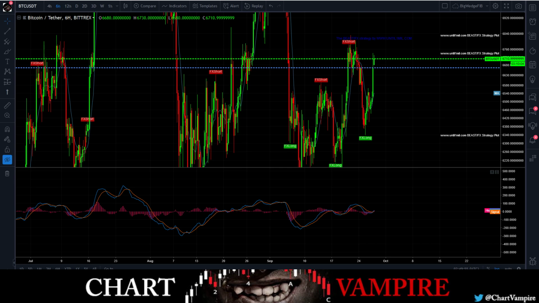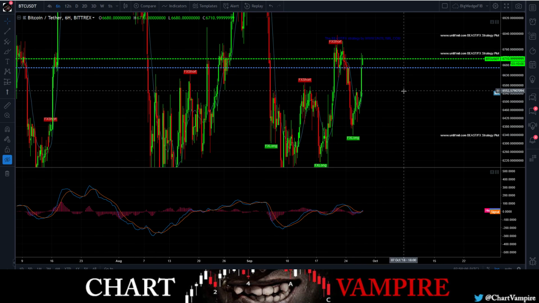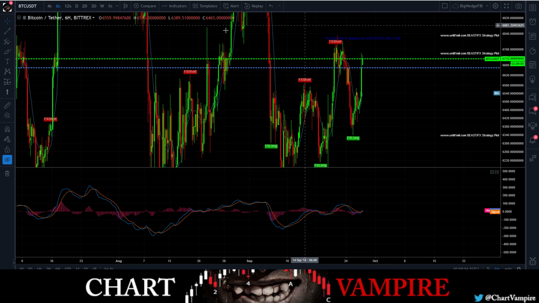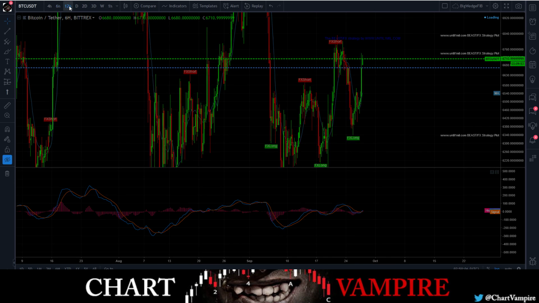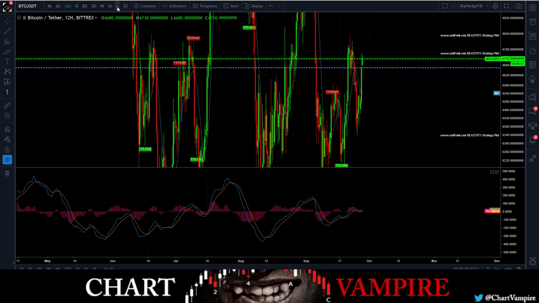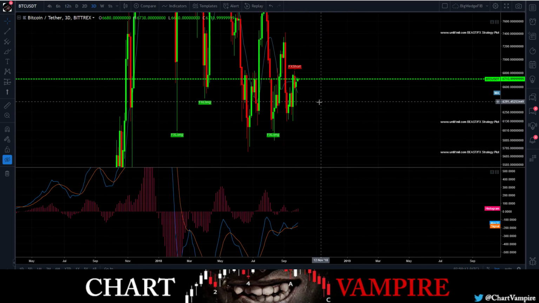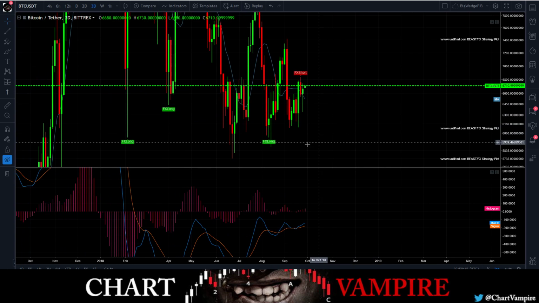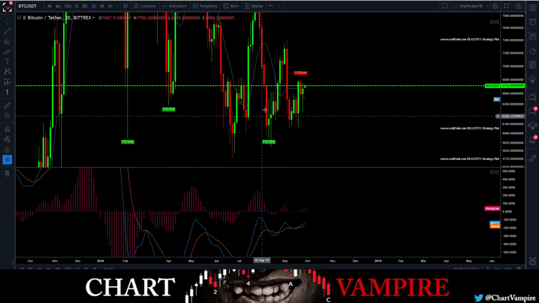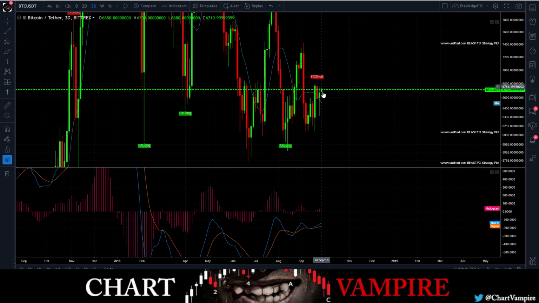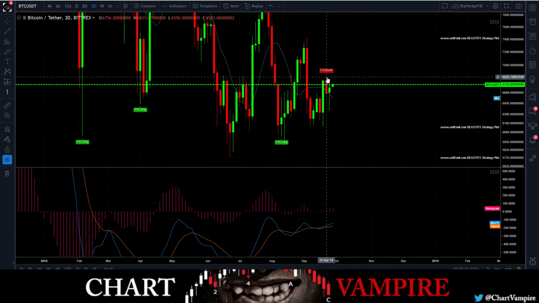Dude, this is a correction pattern only. We're in a correction pattern. We've already showed everybody this is a correction pattern. I want to go up to the 3-day, 12-hour, 3-day. See, look at this thing. There's the long call. Called the long. Very nice. Now it called the short back here.